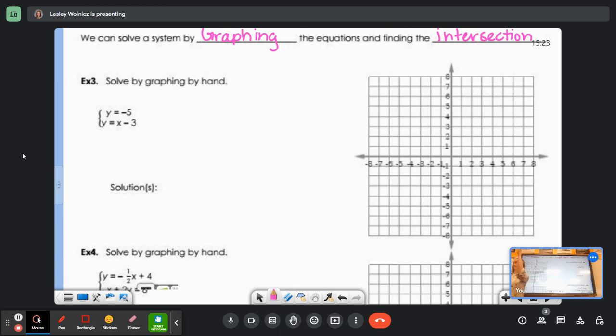So if we have an x equals equation, remember that was like our axis of symmetry for a parabola, right? It's vertical. Okay, a horizontal line is a y equals, like the horizontal asymptote from an exponential. So this one's going to go horizontal across at -5.